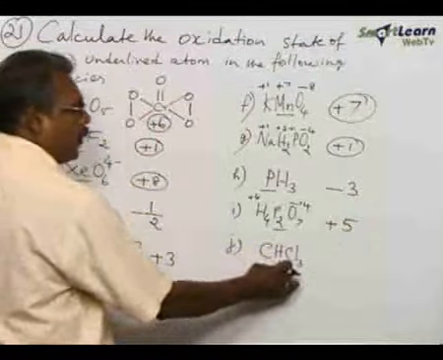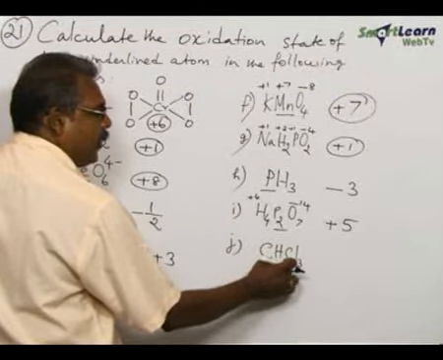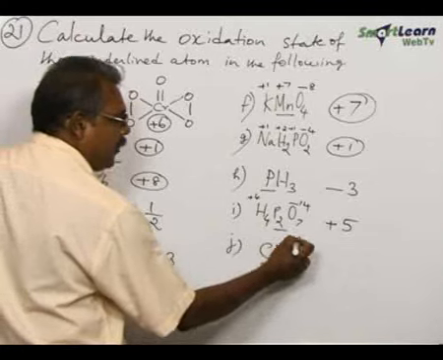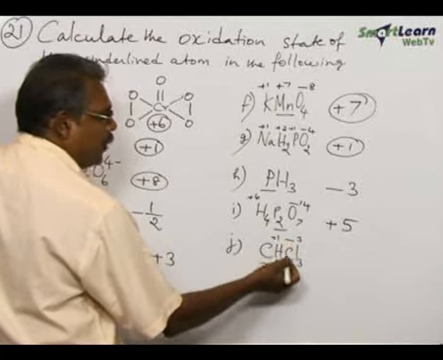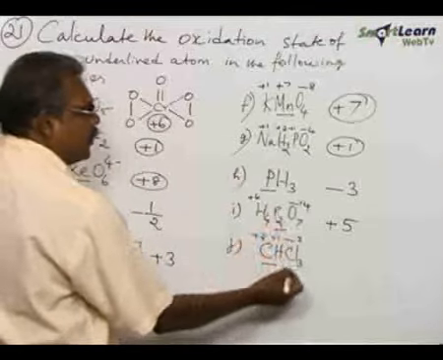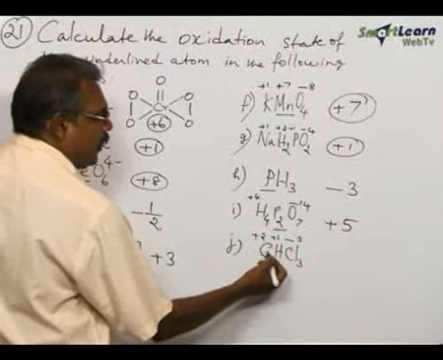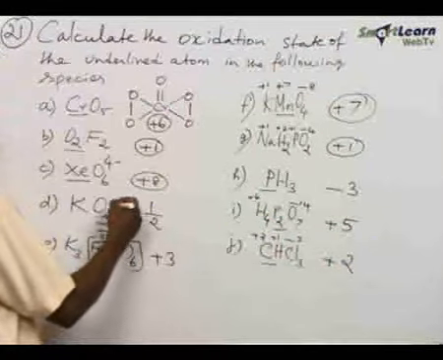And last, chloroform, CHCl3. And Cl is the more electronegative element, -1. Therefore, -3 for the 3 chlorine atoms, and hydrogen +1. Therefore, the net result is +2 here, because the sum of oxidation numbers must be equal to 0. For carbon, the oxidation state is +2. So all the oxidation states are mentioned here.